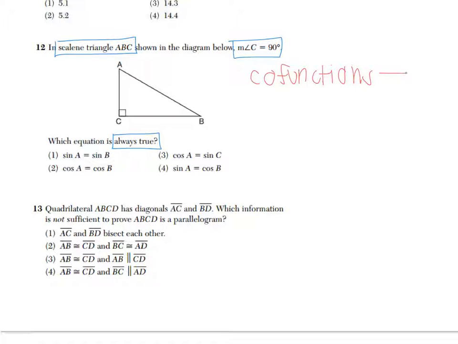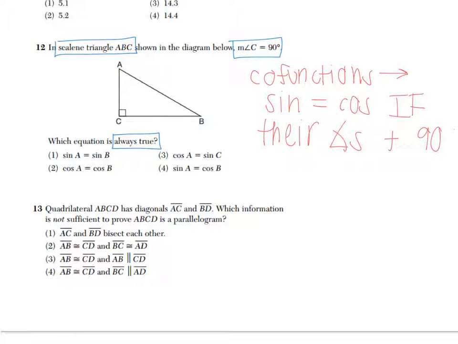Cofunctions talk about how sine is equal to cosine if, and that's the big word, if their angles add to 90 degrees. All right, so this is just one way they might test you on cofunctions. They've asked one cofunction question a year so far.